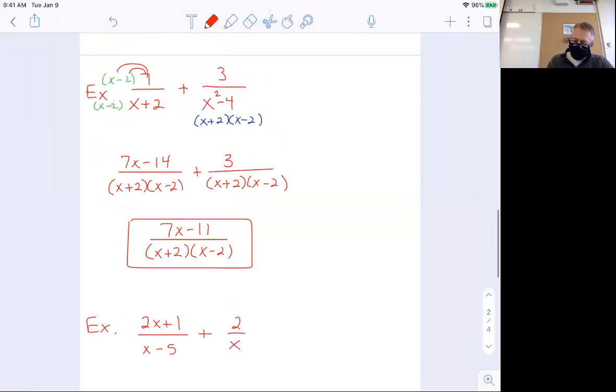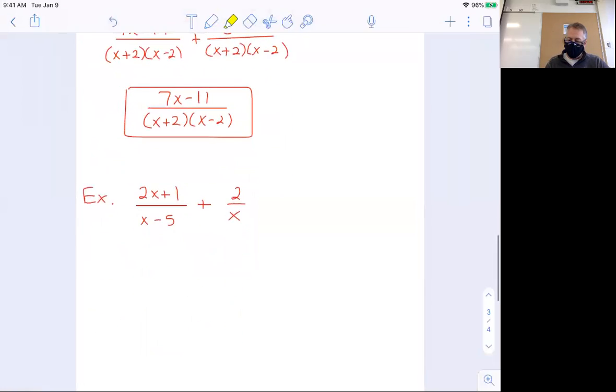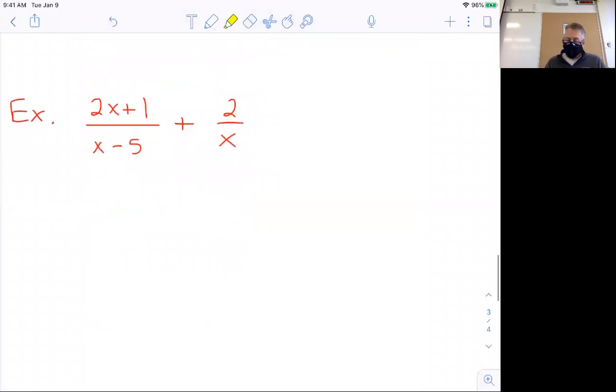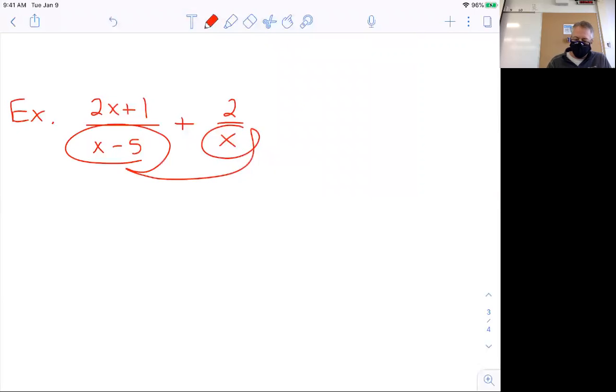All right, so like in the last problem, we had to factor that bottom right, but in this problem, neither denominator factors. So that saves us a step. And now we need to find the common denominator. So remember this x minus 5, that's all one term. So that means our common denominator is x times x minus 5. Okay, it's not like just the x.